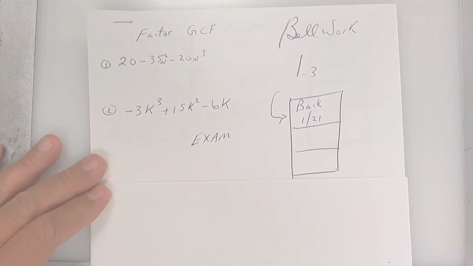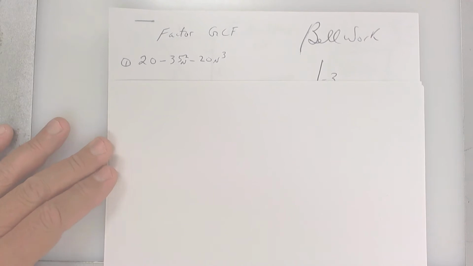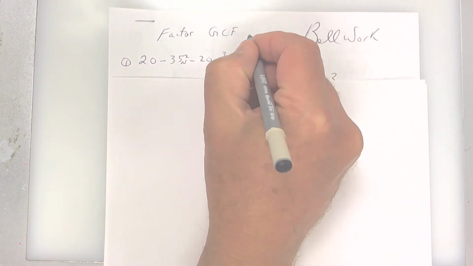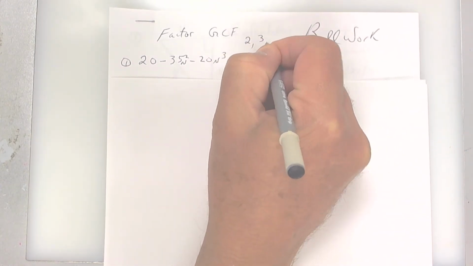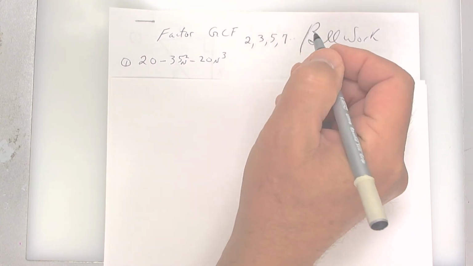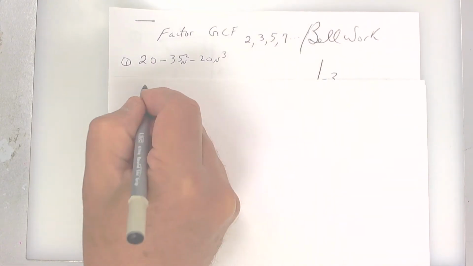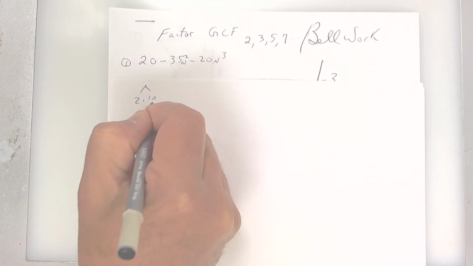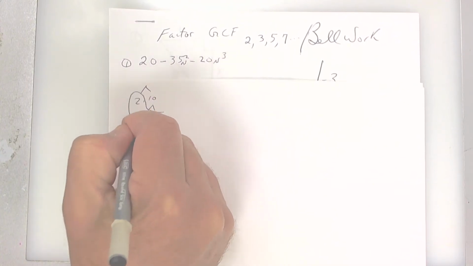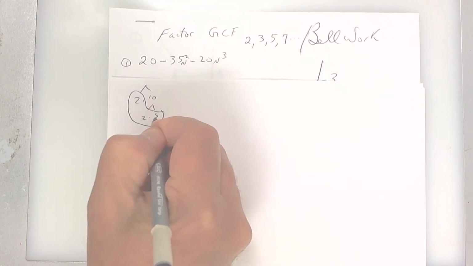Let's take a look at this problem. This one says find the greatest common factor. So let's take a look. Up here, you have to first start breaking it down. Remember, I want you to use 2s, 3s, 5s, and 7s. So here, it's going to be 2 times 10, 2 times 5. These are all prime numbers.